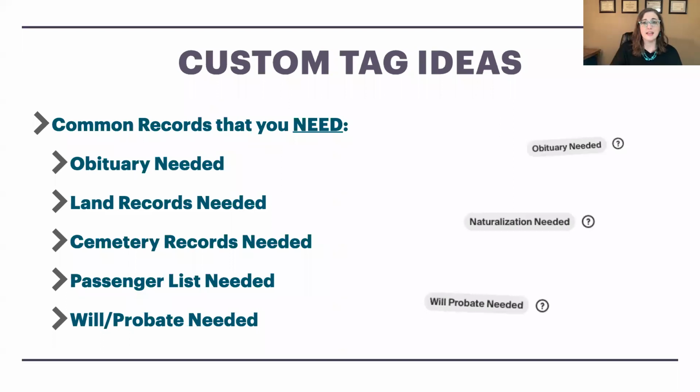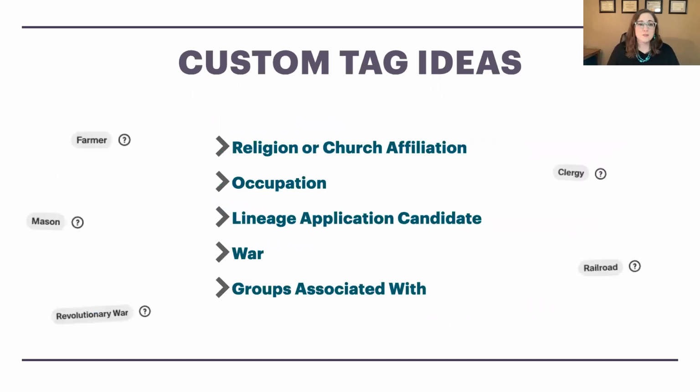You can tag that. And if you've got a couple minutes and you're like, okay, I feel like searching obituaries, and so I'm going to filter my tree, who needs an obituary, and see if you can track one down for them. Other custom tag ideas would be a religion or church affiliation, their occupation, perhaps a lineage application candidate, a war that they might have fought in, or groups that they're associated with.